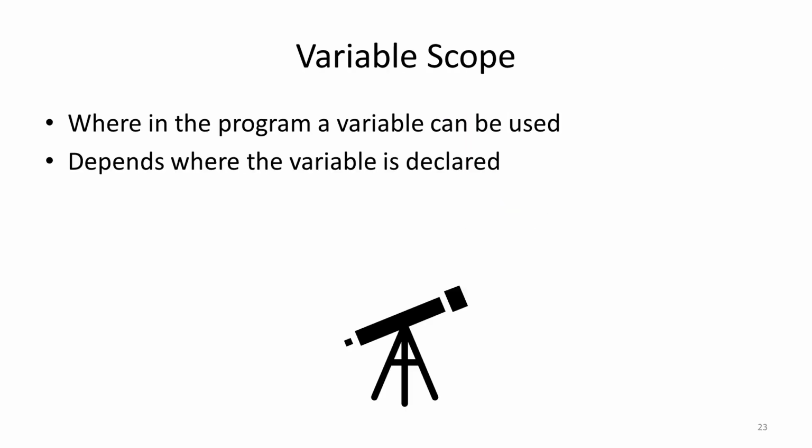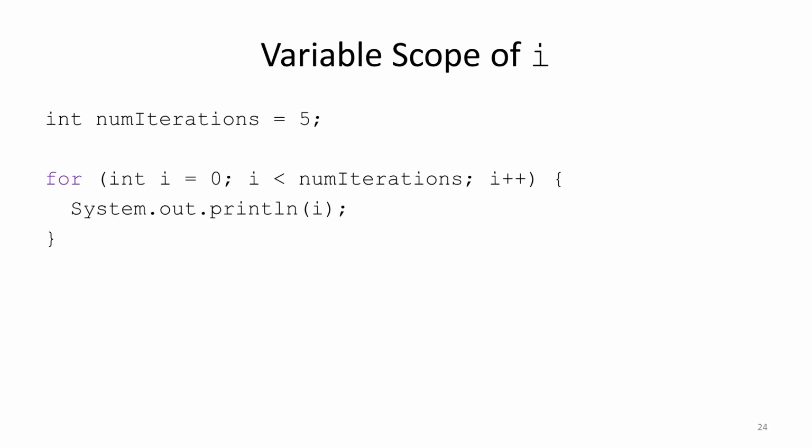So here we'll introduce variable scope. Variable scope is where in the program a variable can be used, and it depends where the variable is declared. So let's take this example here. int numIterations = 5, and then we have a for loop. int i = 0, i < numIterations, i++, and in the body, we're just printing i.